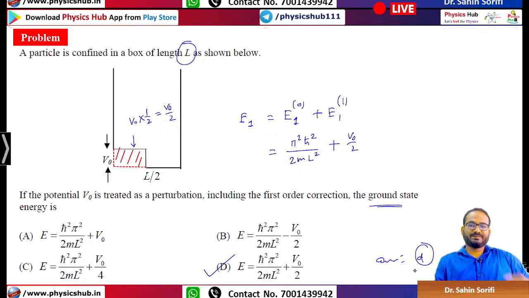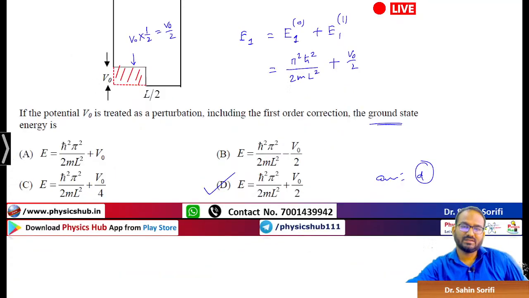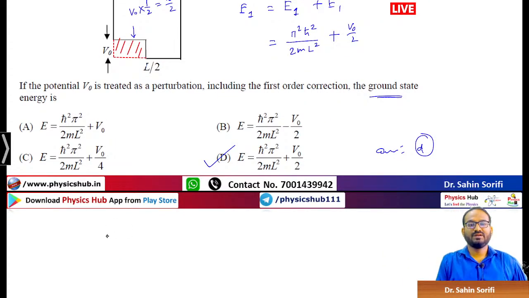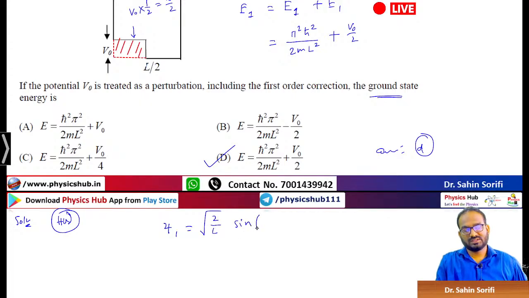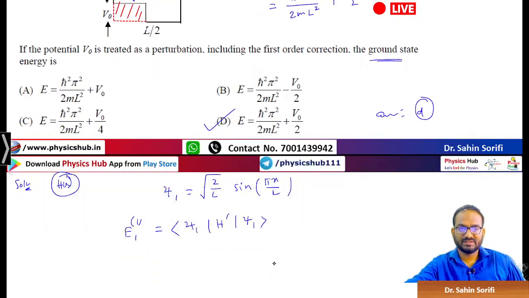You can calculate in the standard way. You can do it in detail. You will try it at home, okay? So take it as homework. Other than that trick, you can also cross verify it by calculating. So you need the ground state function psi 1, square root of 2 by L sin pi x by L. The first order correction in the ground state, so E11, is psi 1 H prime psi 1. Here what is H prime?